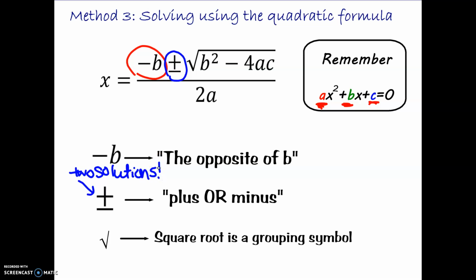I'll tell you how to use it in a couple minutes, but just beware that that's how we say that, plus or minus. The last thing I want to point out to you is that this square root is a grouping symbol. So when we use order of operations, we're going to want to use the grouping symbol square root to simplify first.